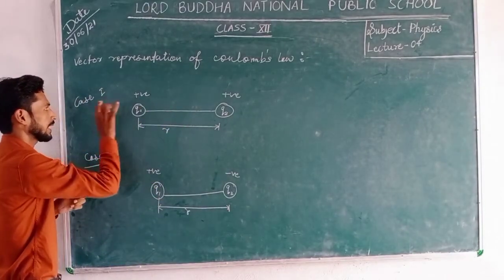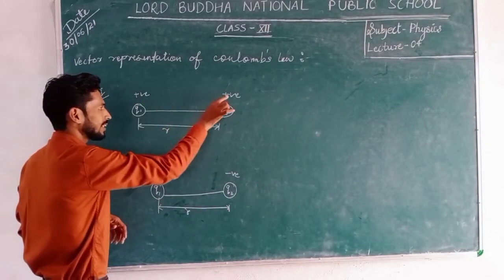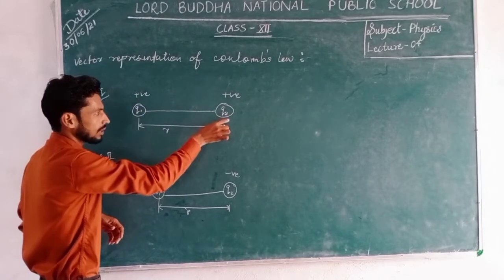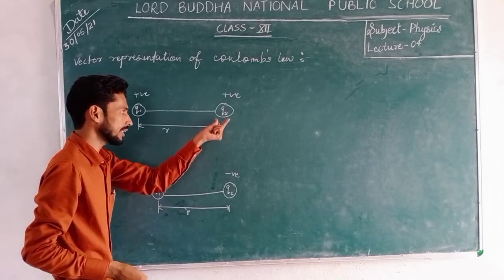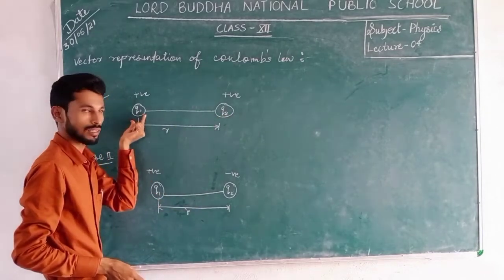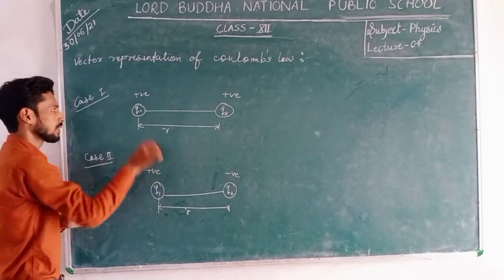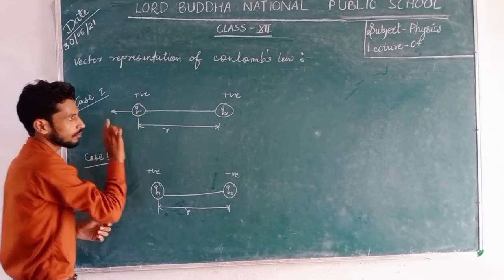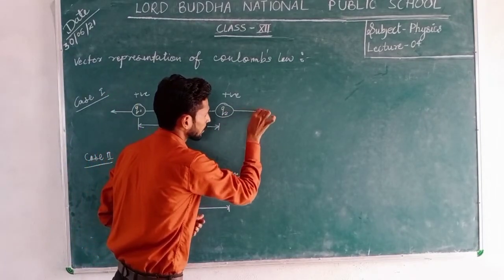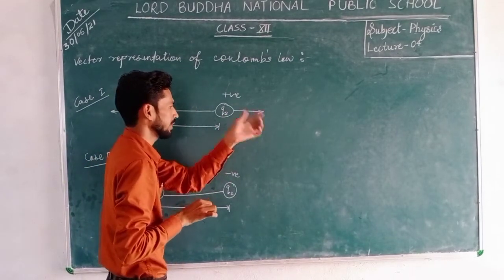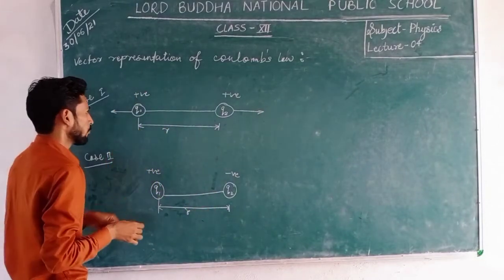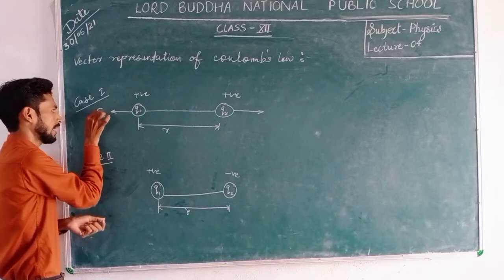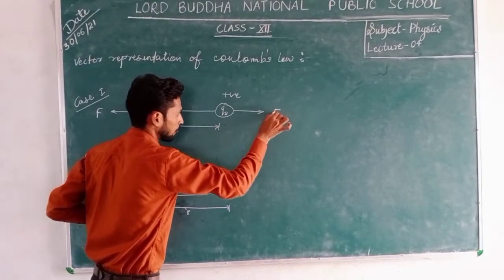In the first condition, case first, these charges are like, so Q1 will repel charge Q2 and charge Q2 will repel charge Q1. In this case, the direction of force on charge Q1 is here and the direction of force on charge Q2 will be this. Actually, here is the charge Q1. So suppose that there will be force F on each.